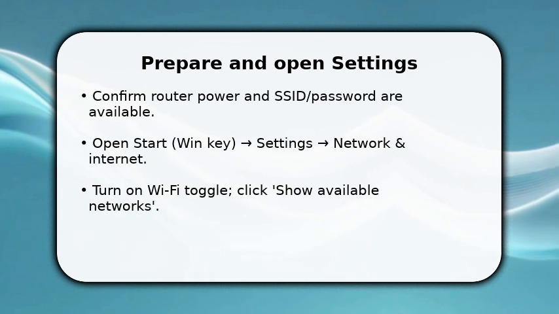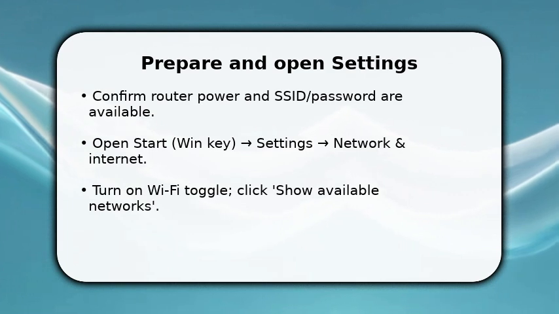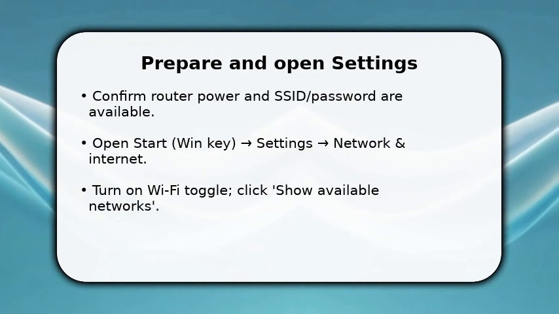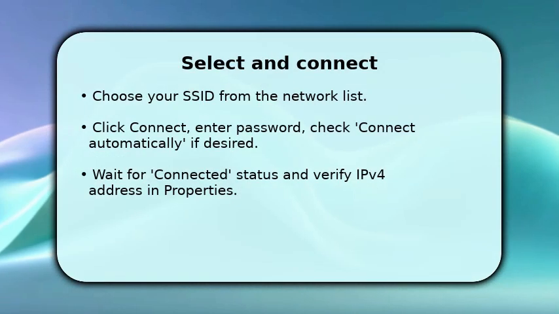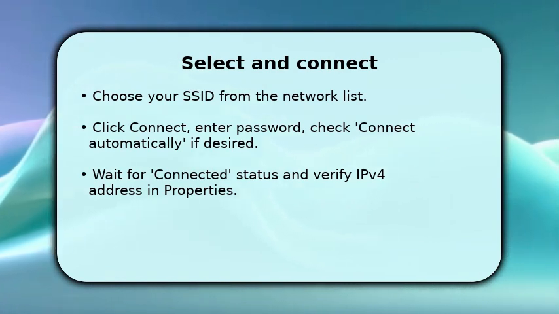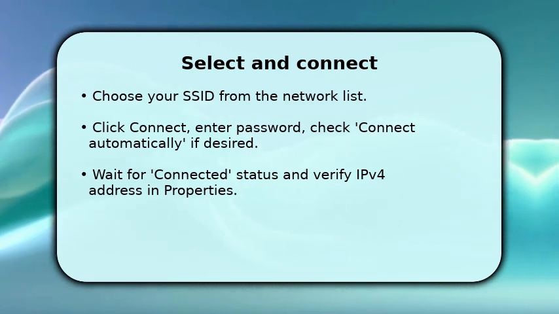Make sure your device's airplane mode is off and Bluetooth won't interfere. If Wi-Fi doesn't appear, try restarting the router and your PC before continuing to the next slide. Select your wireless network from the displayed list and click Connect. This is where accuracy matters, so pick the correct SSID and avoid similarly named hotspots.